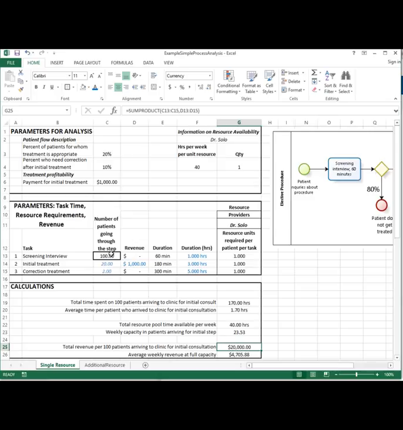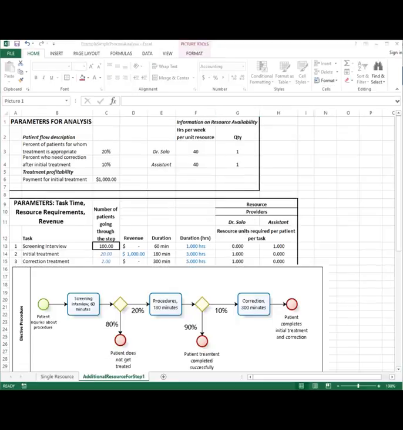So instead of 100 patients, I will be able to handle 23.53 arriving patients per week on average. So the share of this 20,000 that I will be able to earn is 23.53%. I can calculate it by taking this G25 total revenue, multiplying it by 23.53 and dividing it by 100. So on an average week, if I'm working 40 hours per week as Dr. Solo, my revenue is $4,705.88, assuming I'm working at full capacity, and my full capacity is 23.53.